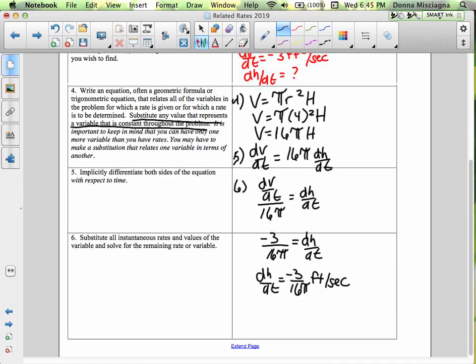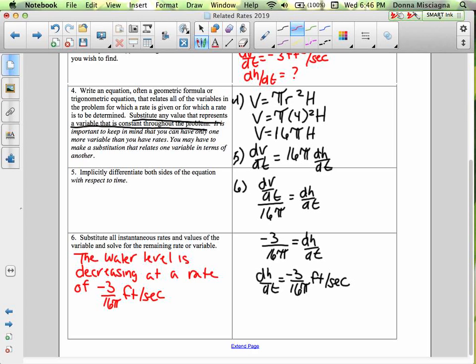So volume is feet cubed, and the height is just feet. So that means the water level is decreasing at a rate of negative 3 divided by 16 pi feet per second.